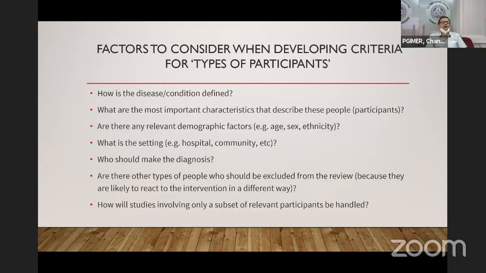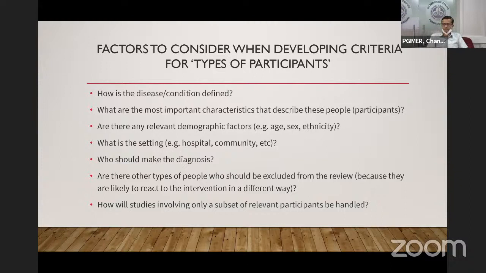Then the factors to consider when developing the criteria for types of participants. These are based on the disease condition you are looking at, and what the most important characteristics are that describe these participants. You have to give their demographic factors, their age, gender, ethnicity, and what the setting is, whether you are including them from the hospital or community, and who will be making the diagnosis. Are there other types of people who should be excluded from the review, and how will studies involving only a subset of relevant participants be handled? So these all should be defined in the types of participants.